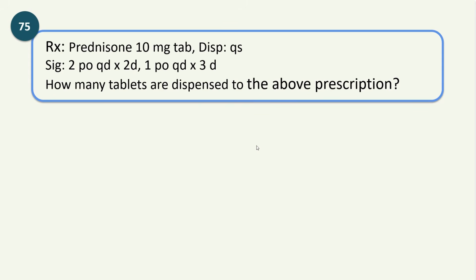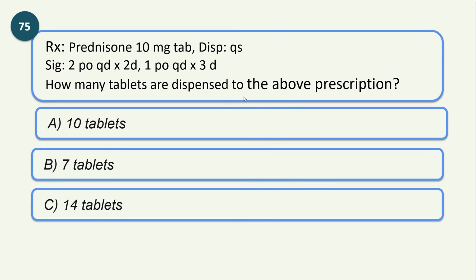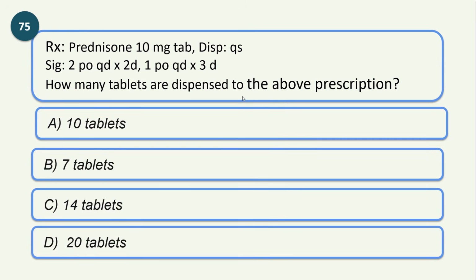Next, prednisone 10 milligram tablet, dispense quantity sufficient. Directions: 2 tablets PO BID for 2 days, then 1 tablet PO QD for 3 days. How many tablets are dispensed for the above prescription? A, 10 tablets, B, 7 tablets, C, 14 tablets, and D, 20 tablets. Correct answer is 7 tablets.